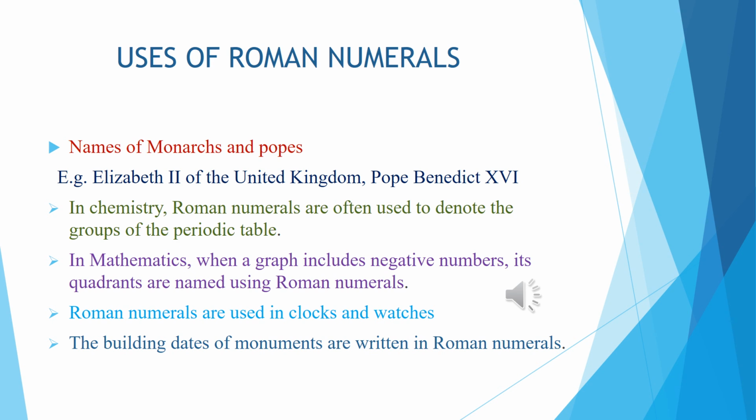See the uses of Roman numerals. Roman numerals are used for writing the names of monarchs and popes. Example, Elizabeth II of the United Kingdom, Pope Benedict XVI. Second, in chemistry, Roman numerals are often used to denote the groups of the periodic table. In mathematics, when a graph includes negative numbers, the quadrants are named using Roman numerals. Roman numerals are also used in clocks and watches, and the building dates of monuments are also written in Roman numerals.